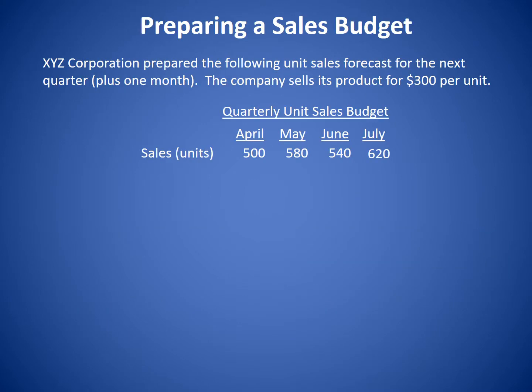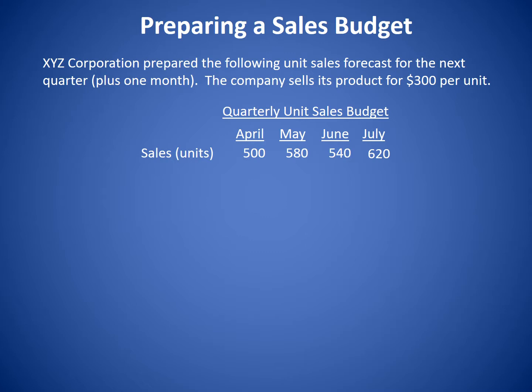Now we're going to go over the mechanics of creating an operating budget from our master budget. So the first thing we have to start off with, again, is our sales. So XYZ Corporation prepared the following unit sales forecast for the next quarter plus 1 additional month, because that's going to be needed in our computations.